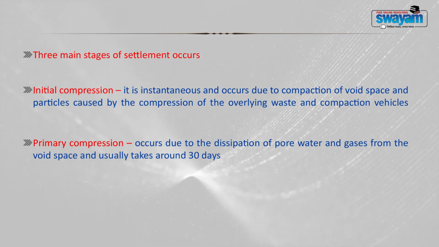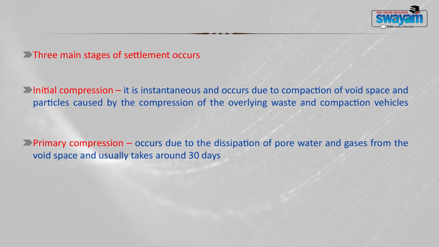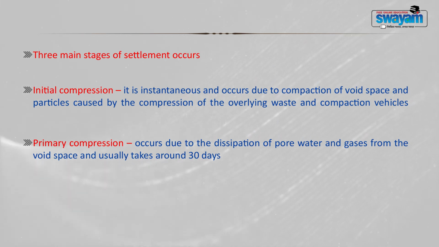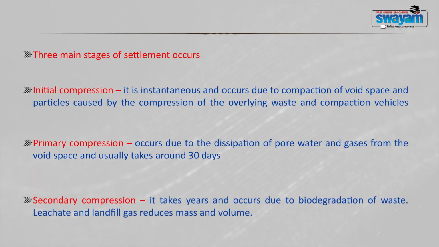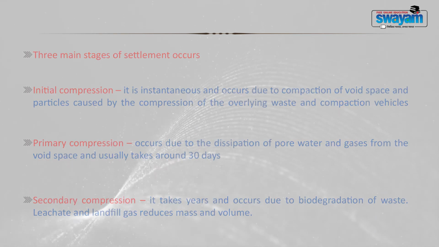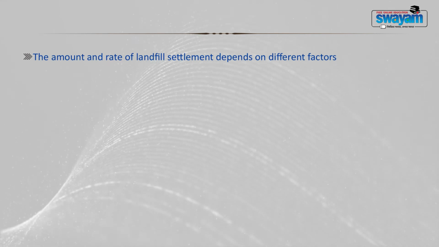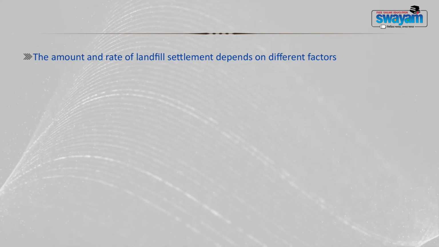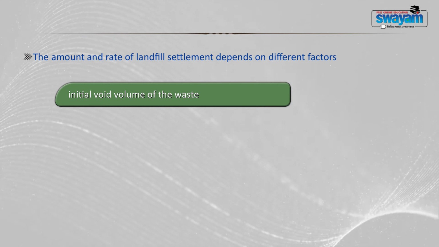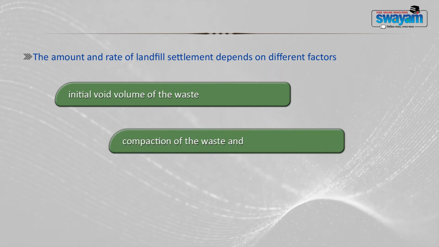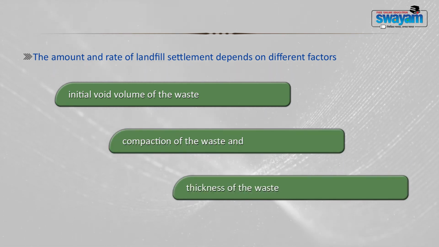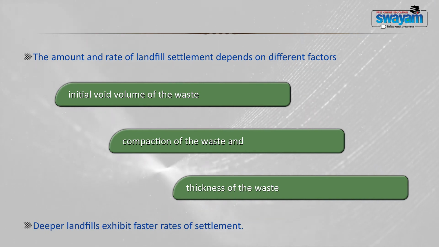and gases from the void space, and generally it takes place around 30 days. The third stage of settlement is your secondary compression, where it takes many years, and this occurs due to biodegradation of waste. Now, leachate and landfill gas reduce the mass and volume. The amount and rate of landfill settlement generally depend on certain factors like initial void volume of the waste, compaction of the waste and thickness of the waste. Deeper the landfill, more will be the settlement.